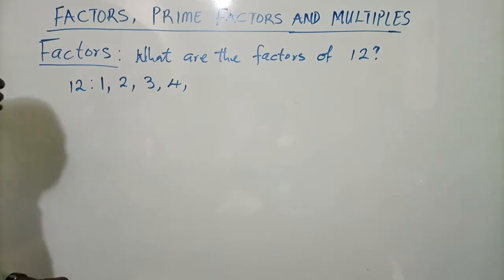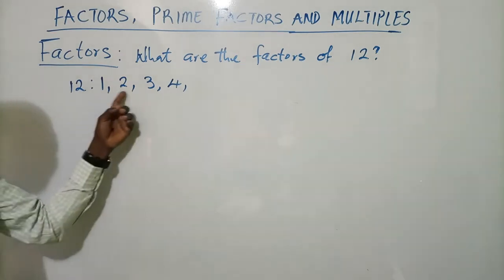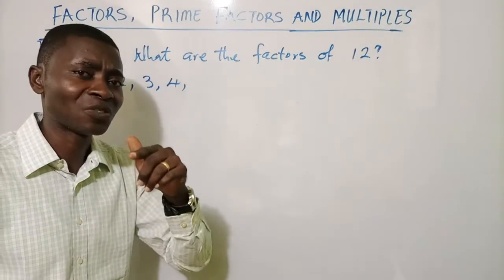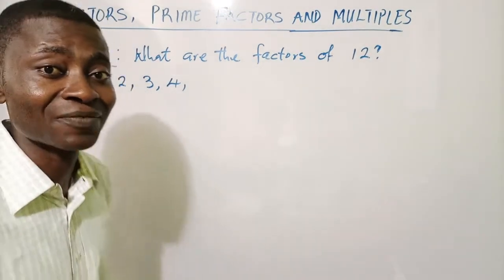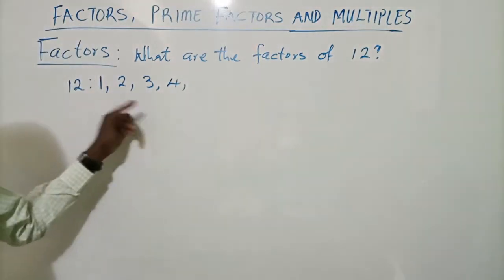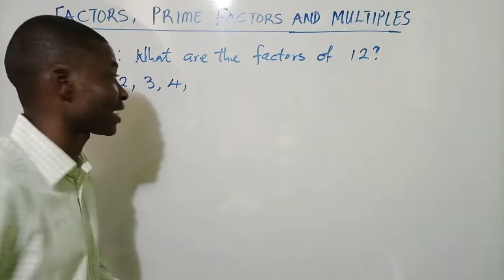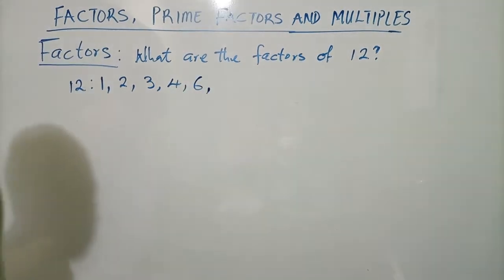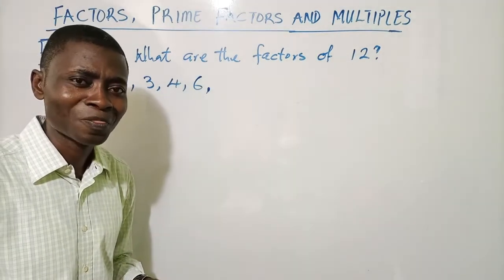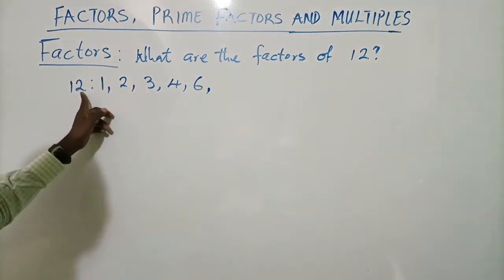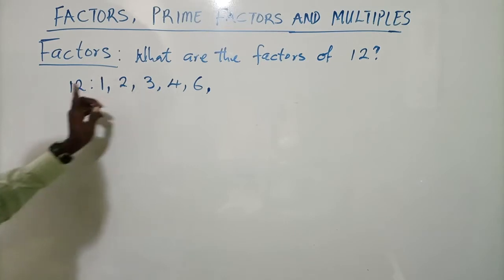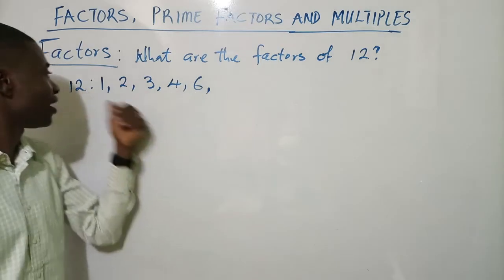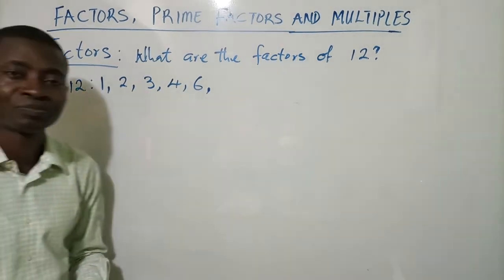So the next number that I want to think of now should be what? Remember, we said that a number is divisible by 6 if 2 and 3 can divide that number. So if 2 and 3 are factors of 12, that means automatically that 6 is also a factor of 12. Are you seeing where I'm getting my factors? That makes 6 a factor of 12 also.